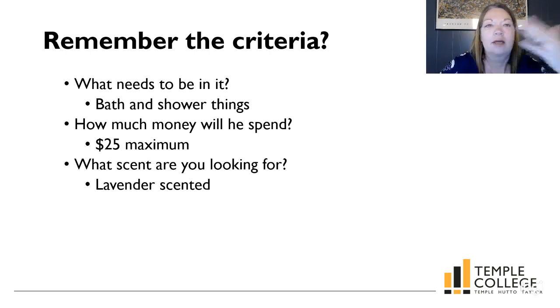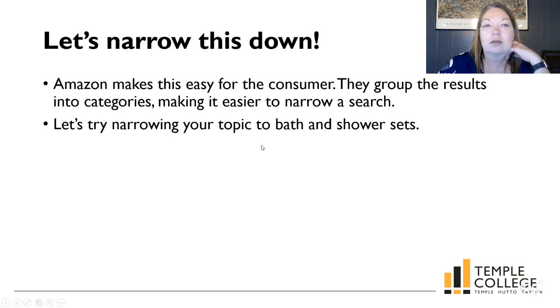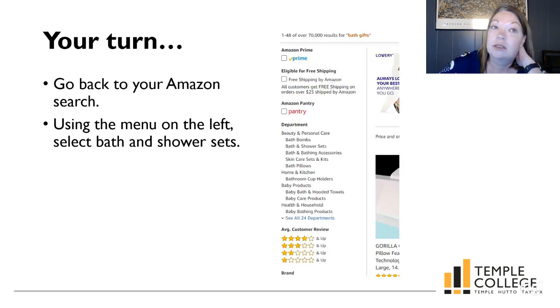All right, so now you have 3 items that are the criteria. So now we can narrow it down. And fortunately, Amazon makes this easy for the customer. They group the results into categories, making it easier to narrow your search. So let's try narrowing your topic to the bath and shower sets.